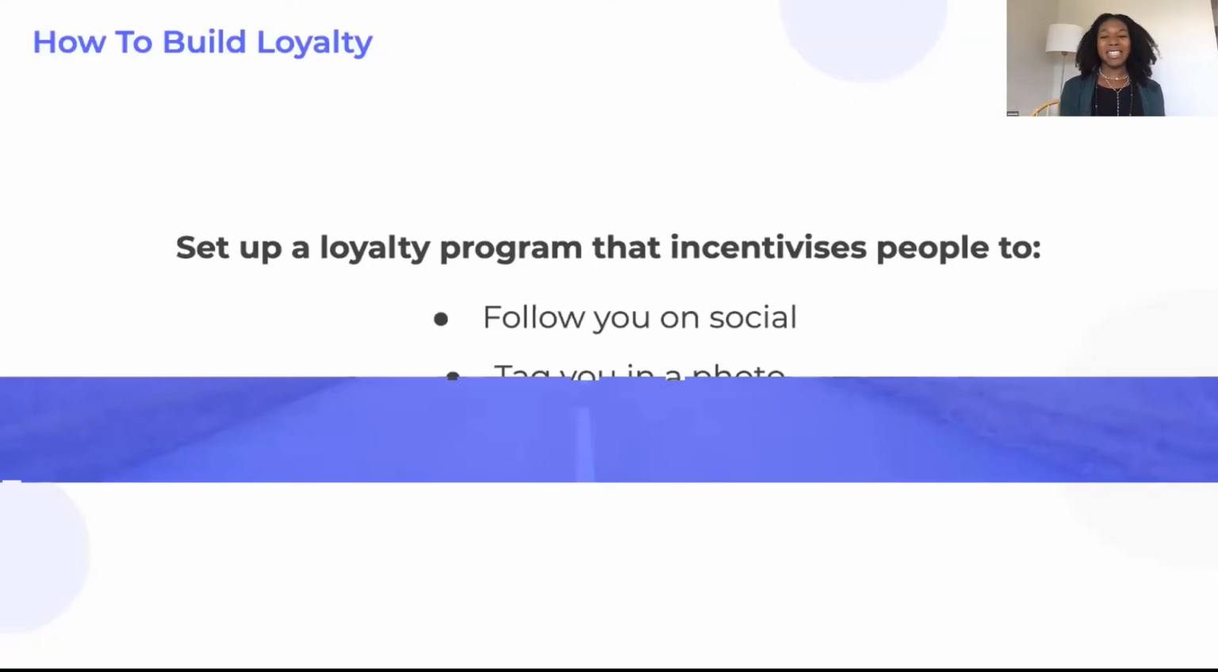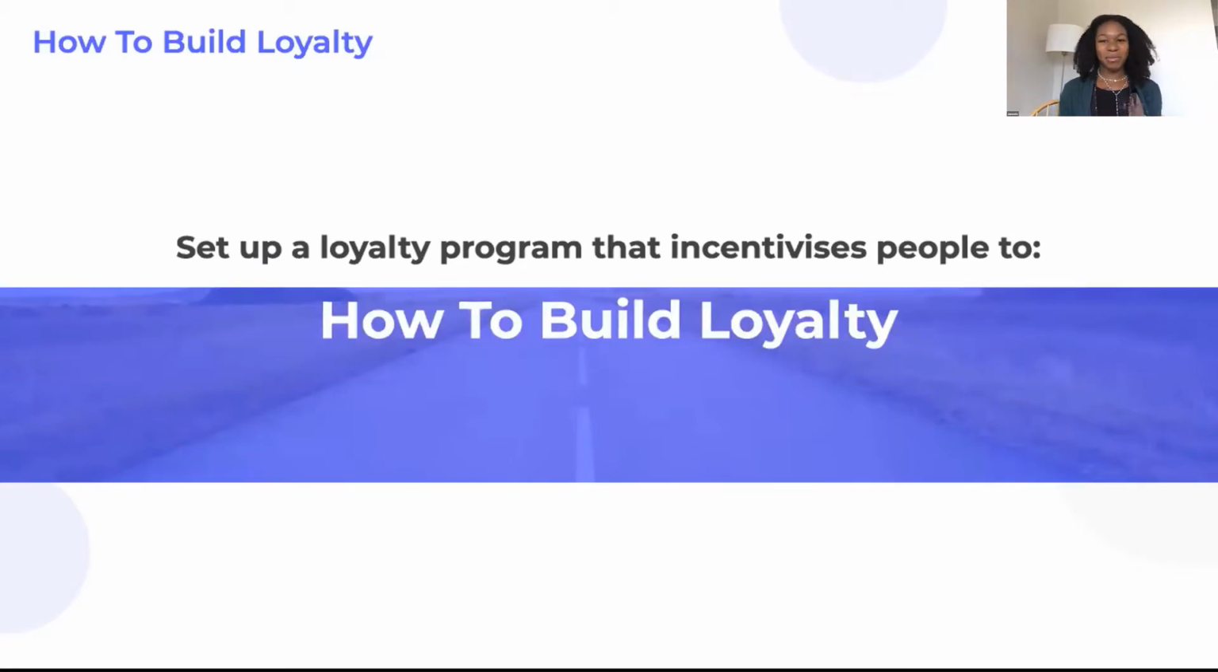Some incentives that you can ask for or give to build loyalty are to follow you on social, to tag you in a photo, or to refer a friend. There are really good loyalty programs out there like Smile or Loyalty Lion that you can use in tandem when you send out your reviews. This helps to really create a tribe, and most of your sales are going to come from people who are loyal to you. So you want to make sure that you are giving people incentives.